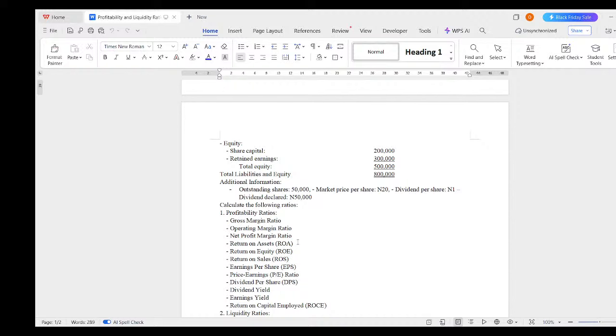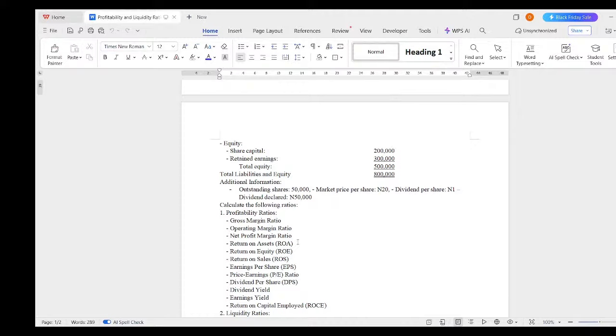Additional information. Outstanding shares 50,000. Market price per share 20 naira. Dividend per share 1 naira. Dividend declared 50,000. Calculate the following ratios.